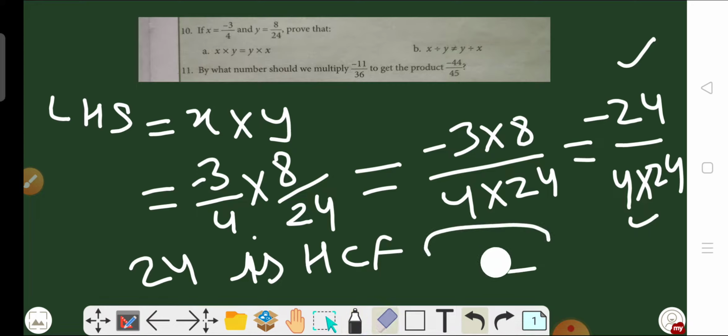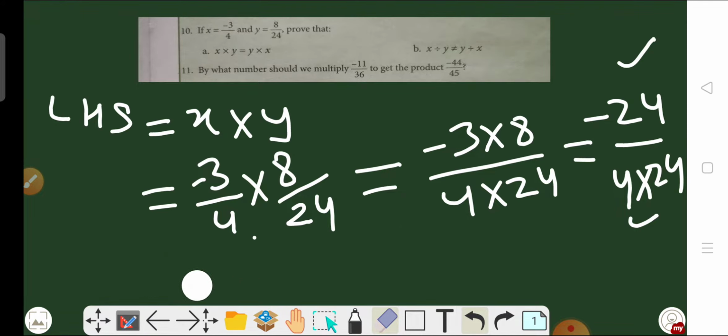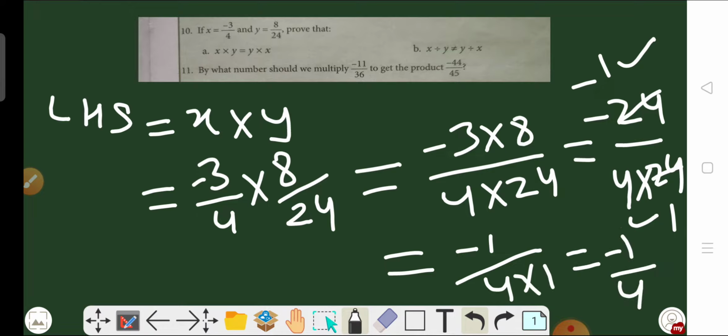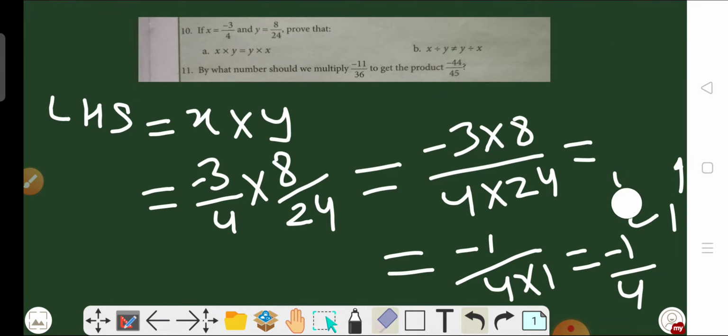So after cancellation of the highest common factor, our left hand side is equal to, this will become minus 1 and this will become 1. So left hand side is equal to minus 1 by 4 multiplied by 1, and this is equal to minus 1 by 4. So the value of left hand side is equal to minus 1 by 4.